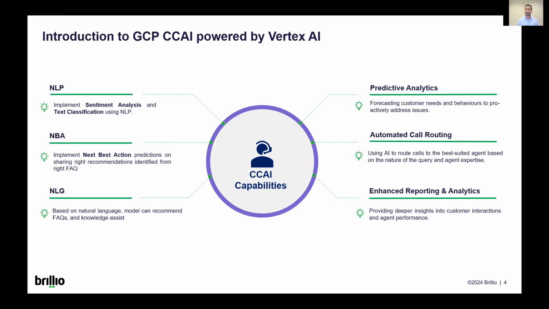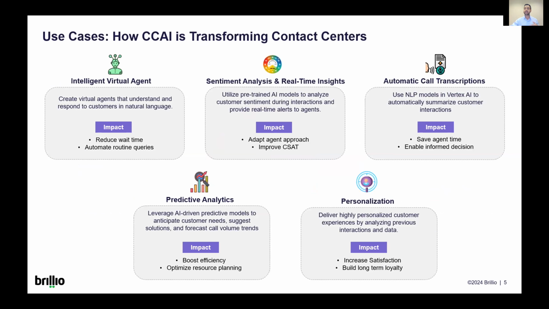And on top of it, what Brillio has done is leverage our own capability of business intelligence and self-service, where we're enabling the business with easier to consume dashboards, where you can track the performance of each agent at an individual agent level and also at a contact center level. So these are all the capabilities which Brillio and Google Cloud have partnered together to bring to the market. And what we will see next is the various use cases where you can apply this.